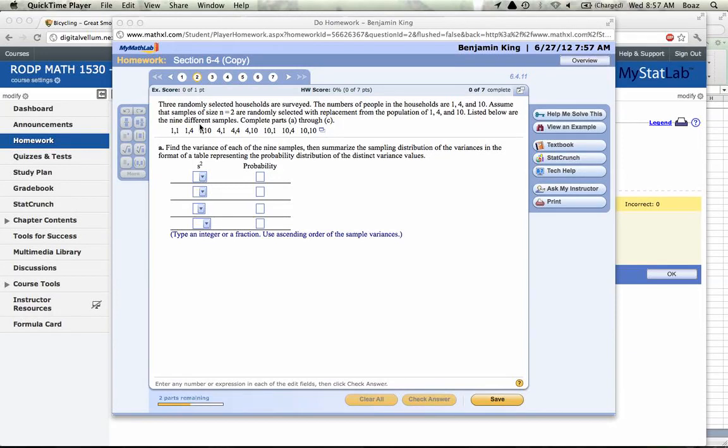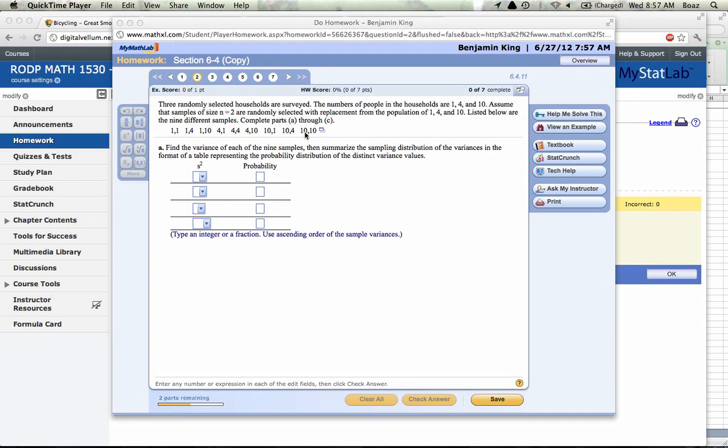So the question has arisen about how to work number two on section 6.4. What we're being asked to do here is to find the variance of each of the nine samples, then summarize the sampling distribution of the variances in the format of a table representing the probability distribution of the distinct variance values. So we'll have to find the variance for each of these samples that we have here.